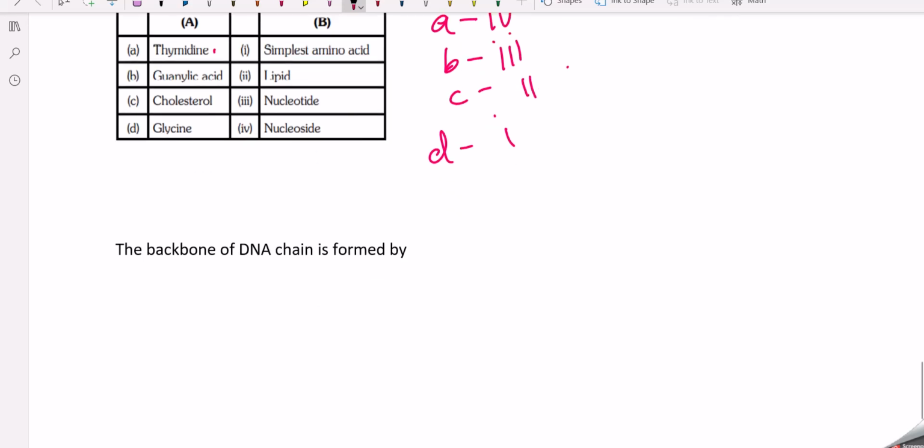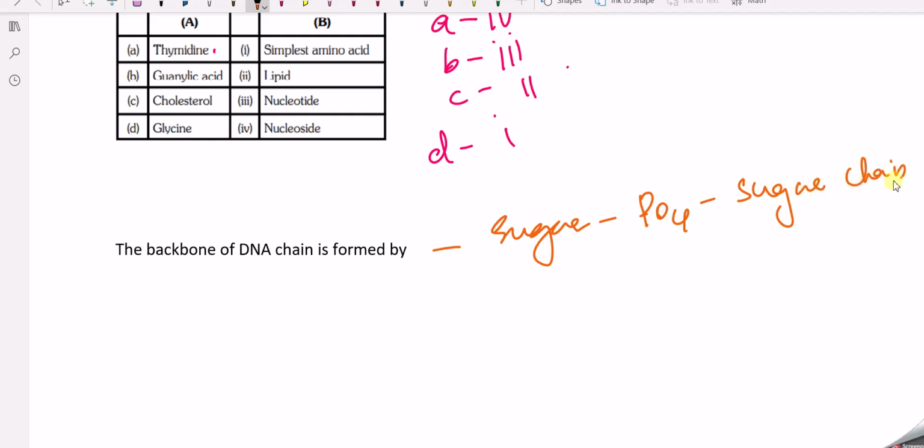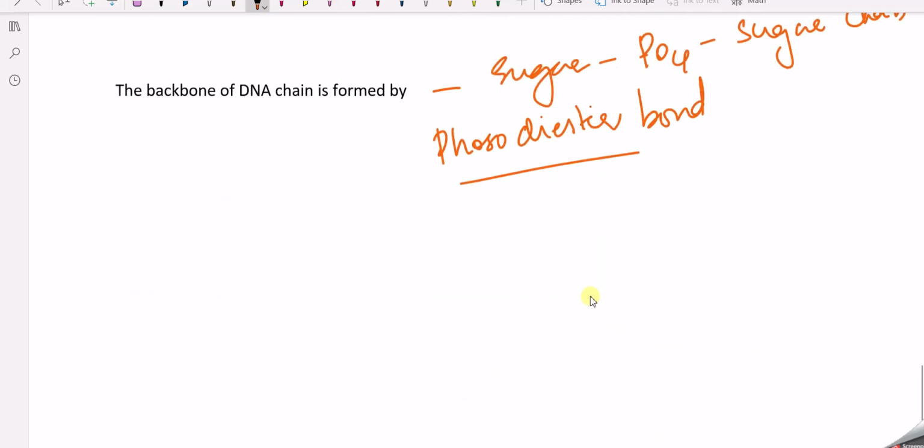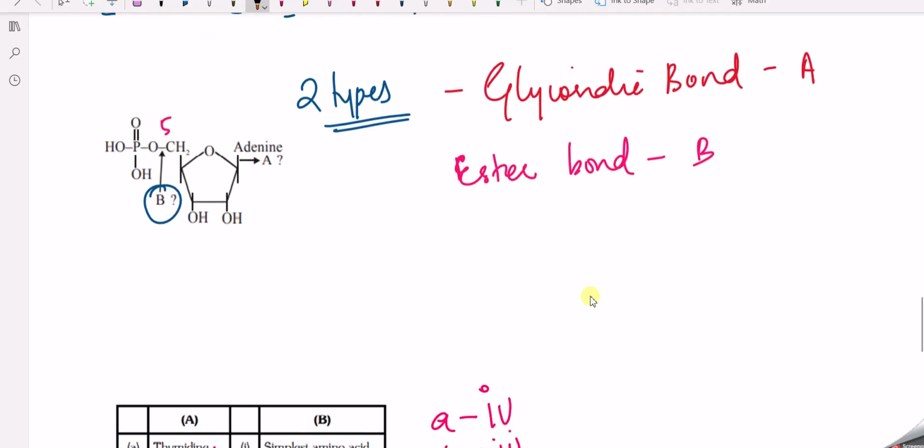The backbone of the DNA chain is formed by the sugar phosphate sugar chain. And what is this bond? The phosphodiester bond, the sugar phosphate bond. Sugar phosphate sugar, that is the phosphodiester bond, forms the backbone of the DNA chain. Understand? Nucleic acid. Any doubt in the chapter?